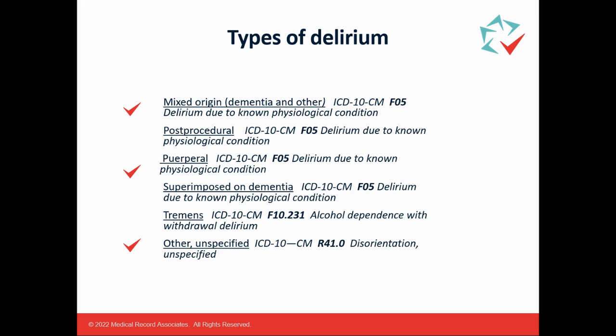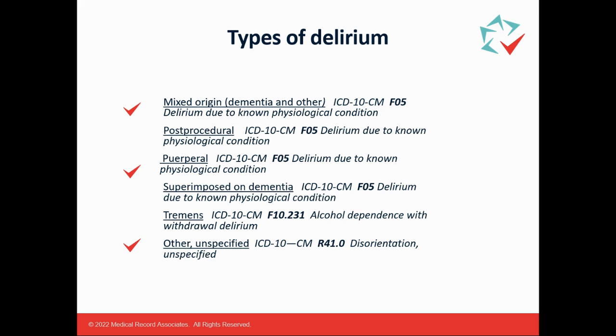Post-procedural, which also codes to F05, delirium due to known physiological condition. Puerperal, F05, delirium due to known physiological condition. Superimposed on dementia, code F05, delirium due to known physiological condition. Delirium tremens, which is code F10.231, alcohol dependence with withdrawal delirium.